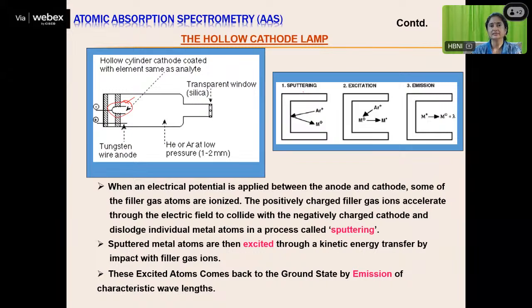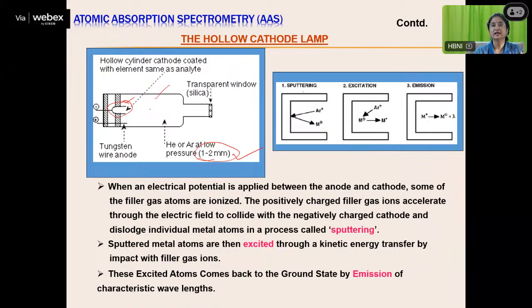When an electrical potential is applied between the anode and the cathode, some of the filler gas atoms are ionized. Inside, the tube is made up of either quartz or glass, depending on your element to be analyzed. Inside that is your inert gas, either helium, argon or neon, at a lower pressure, 1 to 2 millimeter of mercury, whereas atmospheric pressure is 760 millimeter of mercury. So at a lower pressure, they will be filled there.